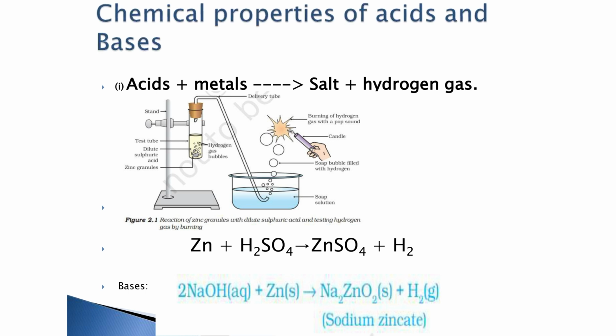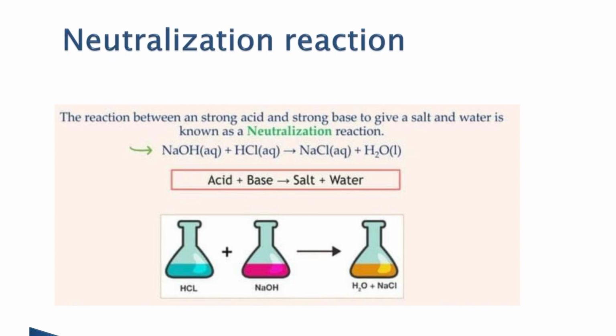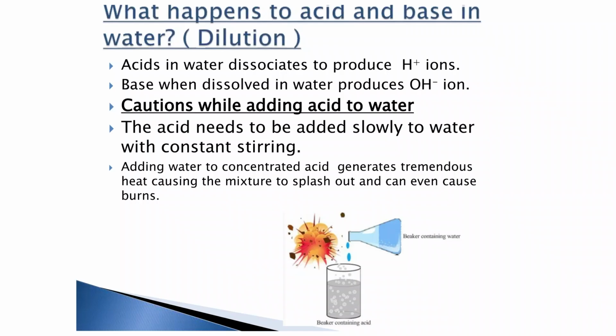Even bases react with the metal to produce hydrogen gas, but we need to heat the solution. Acids react with metal carbonates and hydrogen carbonates to produce carbon dioxide. Carbon dioxide can be tested by passing it through lime water. Lime water turns milky. Acids react with base to form salt and water, and we call it neutralization reaction. The process of adding water to acid and base, we call it dilution process.